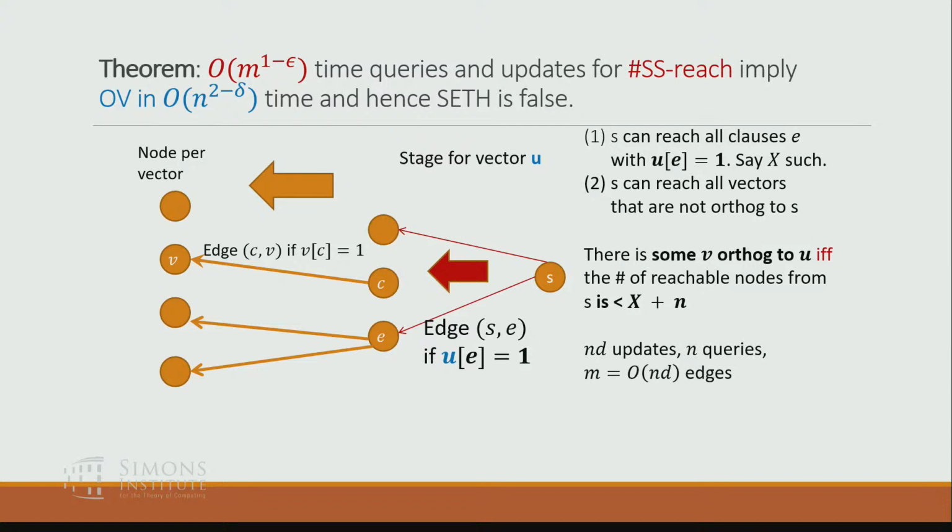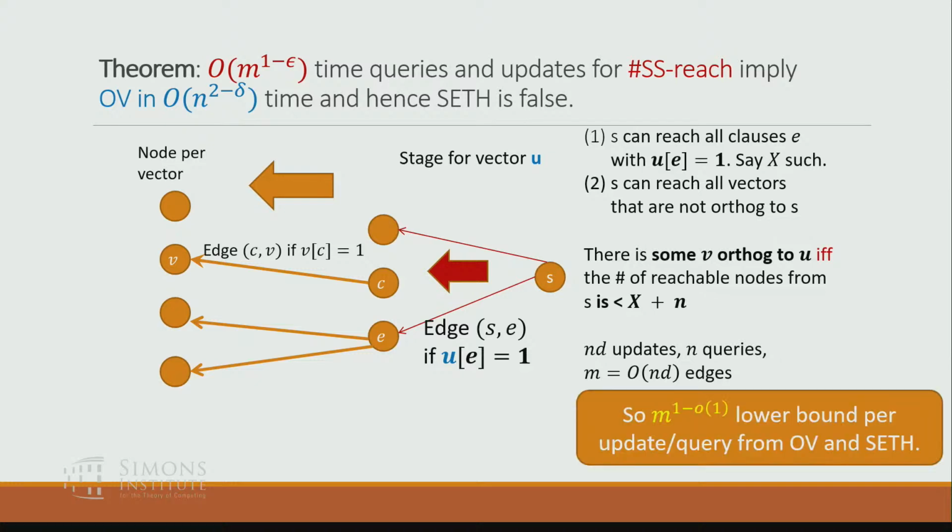And the number of edges altogether is order n times d, because there's only an edge whenever a vector has a 1 in some coordinate. So it's nd. D was tiny, it's n to the little o of 1. So this nd is n to the 1 plus little o of 1. And therefore, if we can solve this problem in subquadratic time in the number of edges, this will be subquadratic in n, which then can solve OV in subquadratic time as well, and therefore SETH will be false.